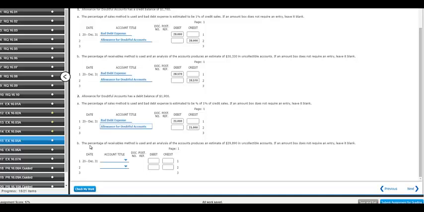In B, we're with the percentage of receivables method again. They have analyzed the accounts receivable, aged their accounts receivable, and come up with an estimate of $29,890. Our allowance for doubtful accounts comes into play, and it has a debit balance of $1,900. So we need to get this balance over to the credit side and add $29,890 to it. So $29,890 plus the $1,900 comes up to $31,790.